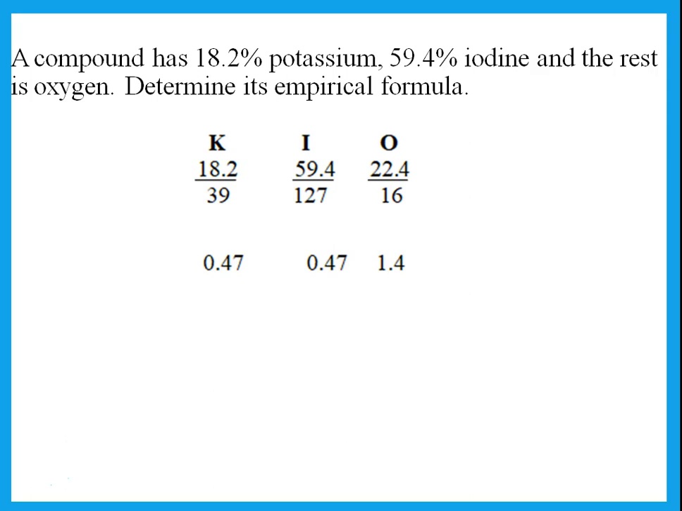What do I mean by that? I look at the numbers, 0.47, 0.47, 1.4. Which one is the smallest? 0.47, I divide all through by 0.47. I end up with 1 to 1 to 3.